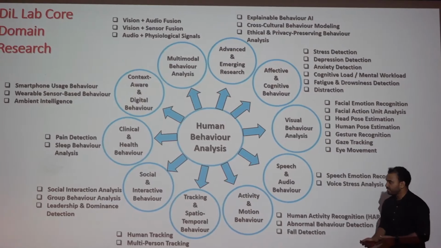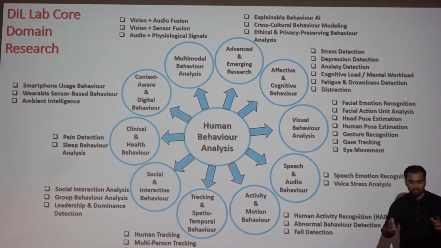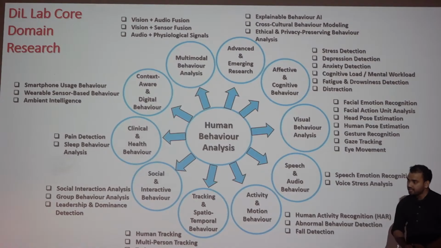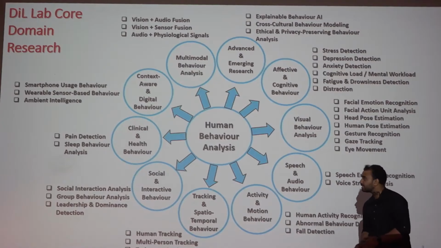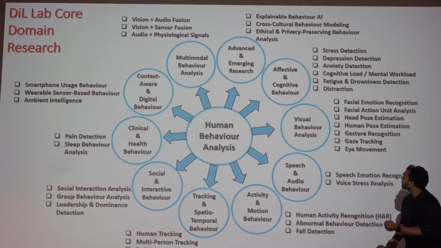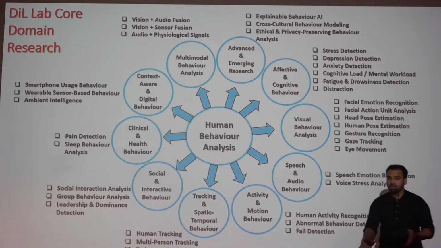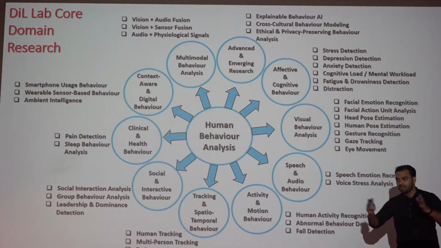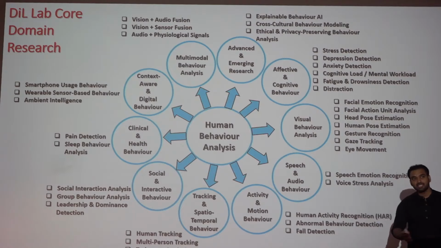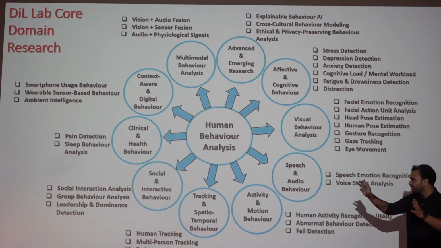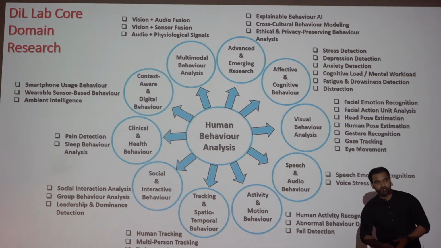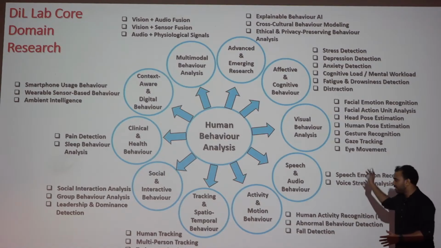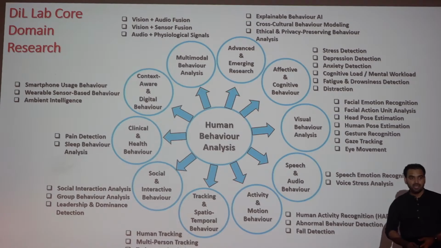And some emergent and advanced topics are also in our future goal, like ethical consideration of human behavior. Then similarly cross-cultural behavior, then explainable behavior AI. These are some topics we summarize in the long-term goal. We can study these factors. So this is the overall core domain research. But of course, we are not working on all these topics. Some of the topics we are actively working on, and these are some expansions we plan to do in the future.